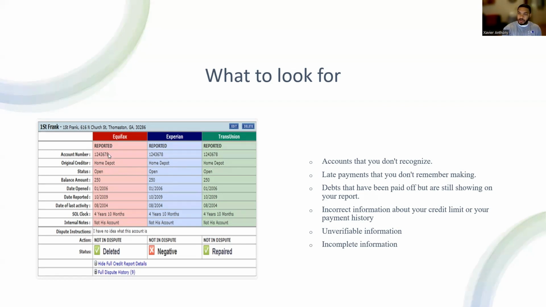If the account number is one number for Equifax, but then the Experian and TransUnion are different, it's wrong. If the status says open for one and closed for the other two, it's wrong for the one that says open. If the balance amount is 240 on Equifax, 210 on Experian, 210 on TransUnion, it's wrong. Anything that's not accurate on all three is wrong. Highlight it.